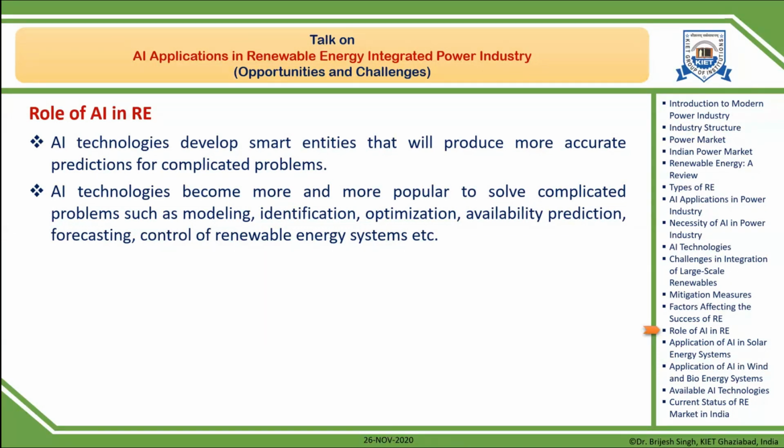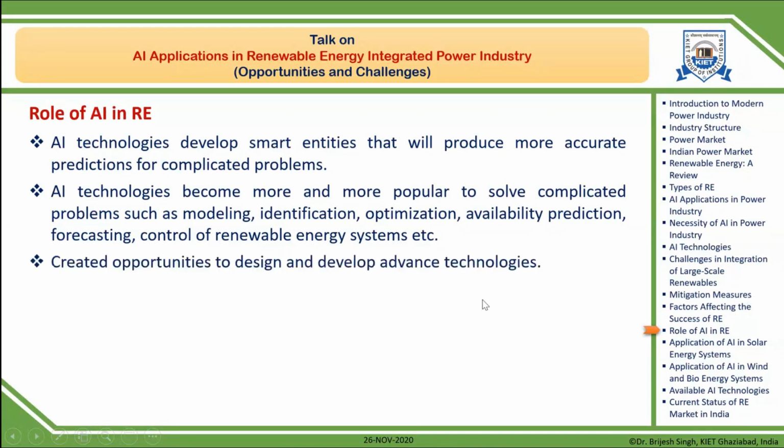There are so many problems, as I already mentioned in the previous slides. For solving those problems, we can implement AI technologies, especially if the problem is related to modeling, identification, optimization, availability prediction, forecasting, or control of a renewable energy system. Then you can apply AI technology. It has created the opportunity to design and develop advanced technology.